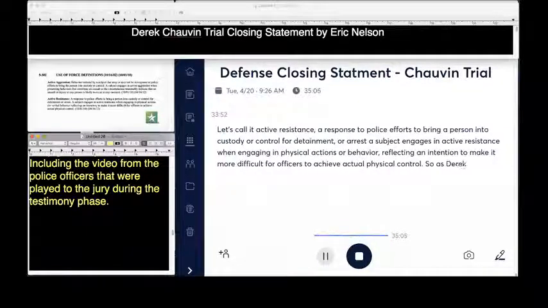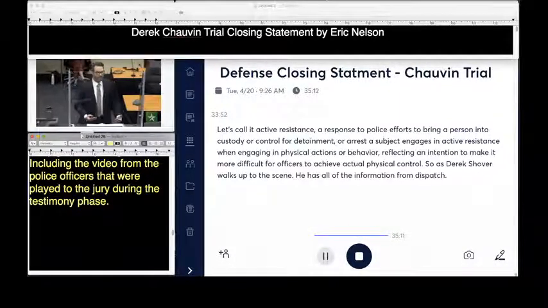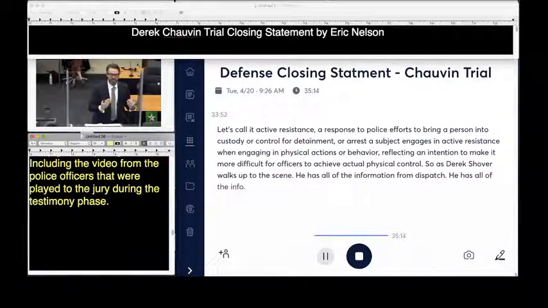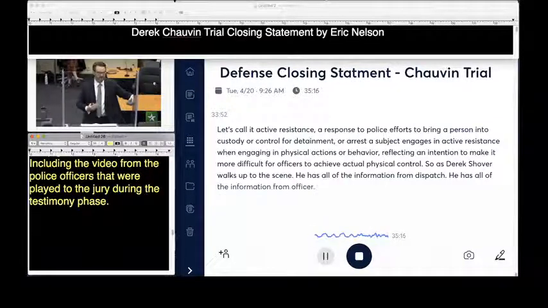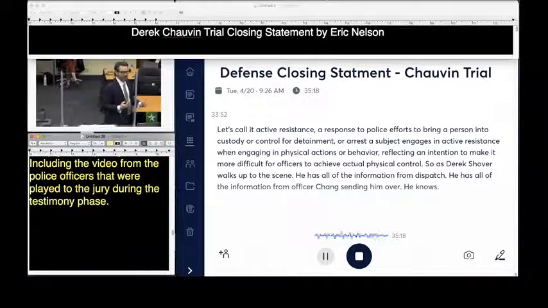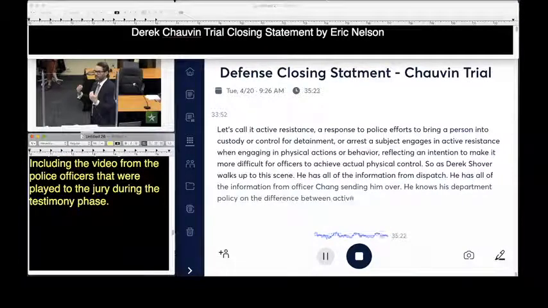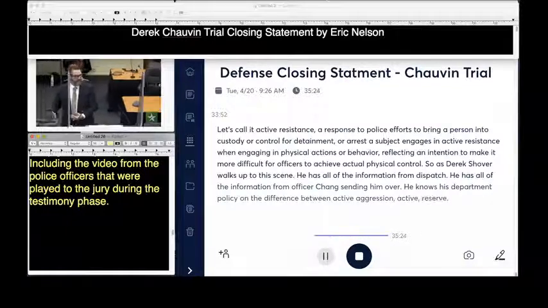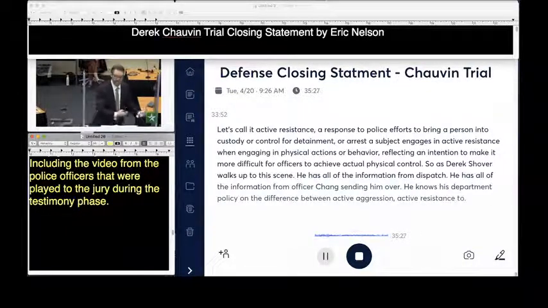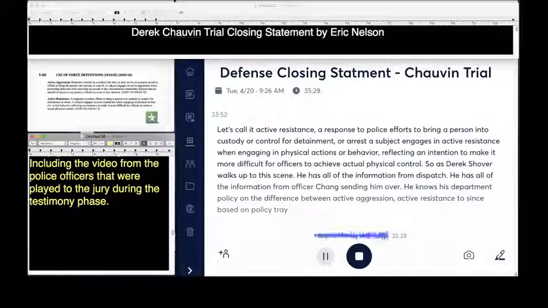So as Derek Chauvin walks up to this scene, he has all of the information from dispatch. He has all of the information from Officer Chang sending him over. He knows his department policy on the difference between active aggression, active resistance, passive resistance, based on policy, training, etc. This is an officer's consideration of, again, the use of force. All of these things factor into it.